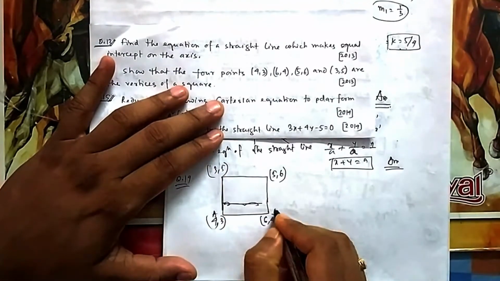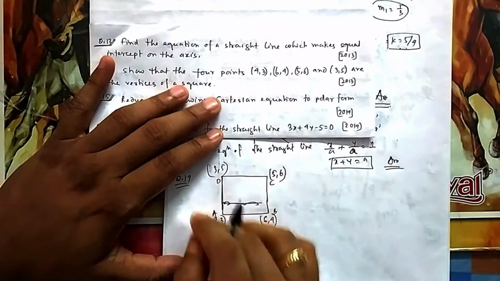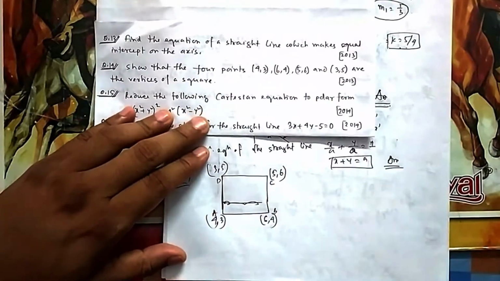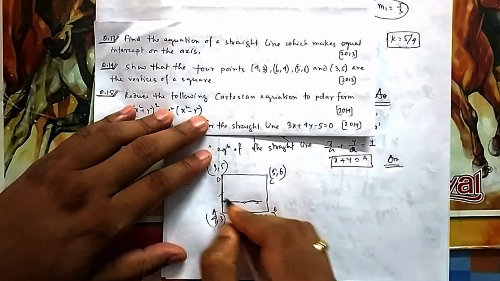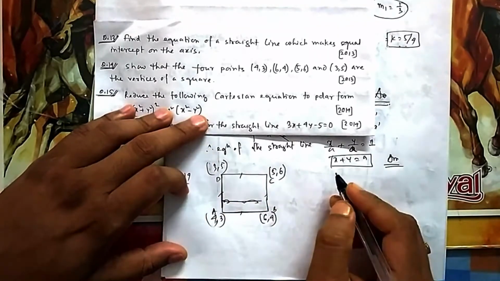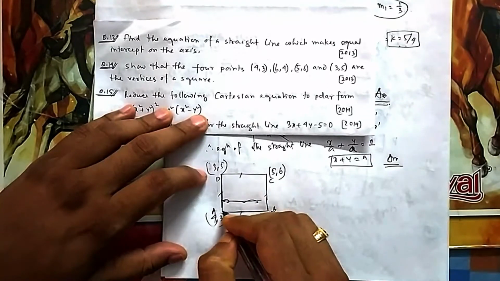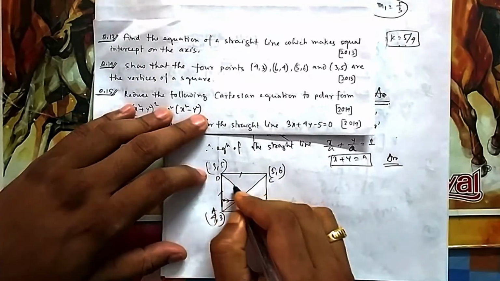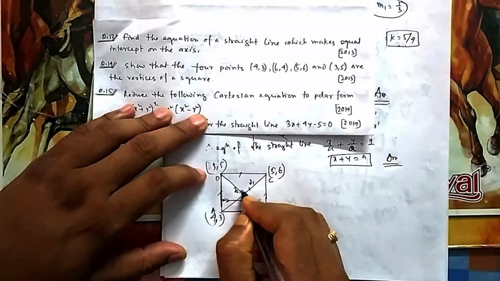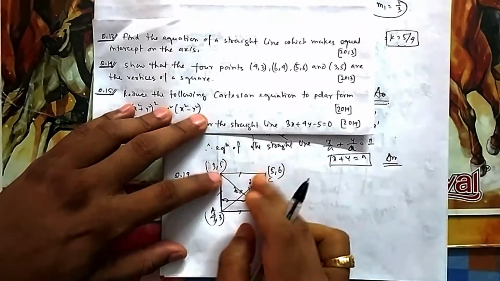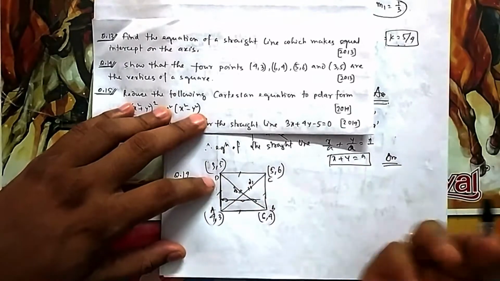Suppose these are A, B, C, D. So these vertices are given respectively. Okay, so in order to prove a square, what do you need to prove? You need to prove that all the lengths are equal. If all lengths are equal, then it can be a square, it can also be a rhombus. Then you also have to show that the diagonals are equal, D1 and D2. Suppose this is D1, this is D2. These diagonals should also be the same. If both the diagonals and all sides are equal, then obviously it is a square.